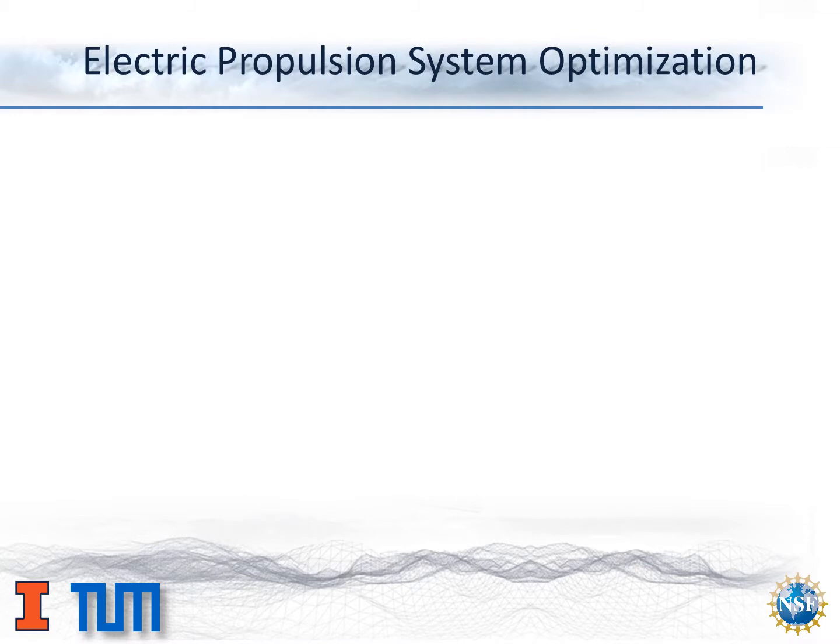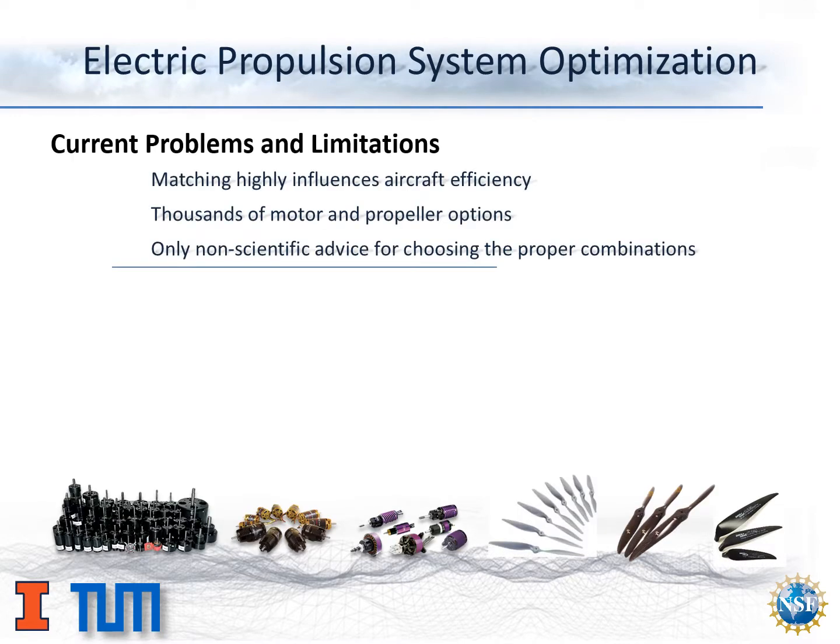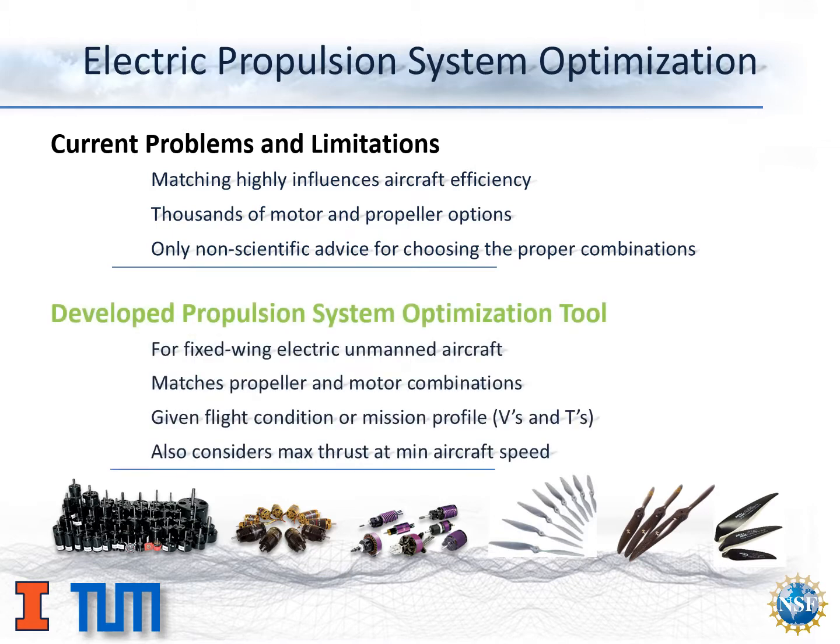In our propulsion system optimization work, we seek to solve current problems and limitations with matching correct propulsion system elements to a given aircraft. The choice of propeller and motor highly influences the efficiency of aircraft. There are thousands of motor and propeller options, with generally only non-scientific advice on proper matching. Our newly developed propulsion system optimization tool works for fixed-wing unmanned aircraft, where we match propeller and motor combinations for given flight conditions or mission profiles.